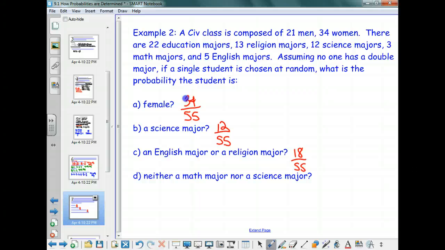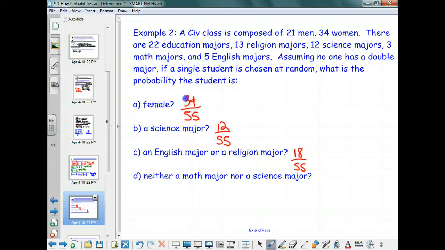They can't be both. The fact that you were told there's no double majors means that these cannot possibly intersect. Right? This was, I don't know, property number 4 and 5, where we looked at those two different formulas. It said I can only add the two probabilities together if they had nothing in common. And we were told in this problem there are no double majors, so we know they have nothing in common. Does that make sense?